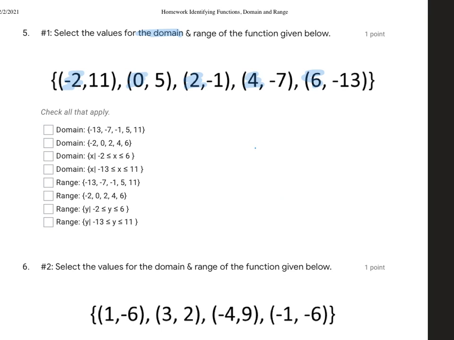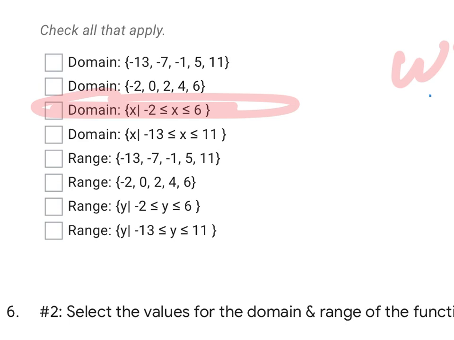I just wanted to point out to you, and I'm putting in red because this is wrong, it does look like this one might be correct because it says x goes in between -2 and 6. But in order for that one to be correct, that means that the domain would have to be literally every single number between -2 and 6.